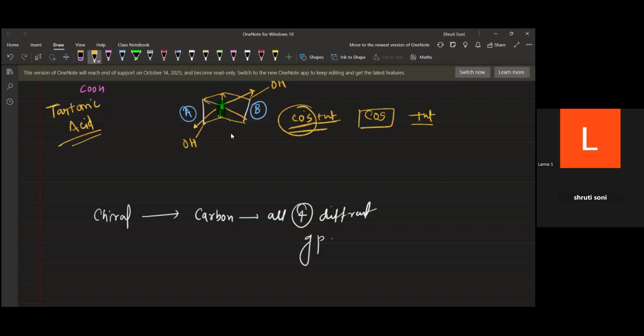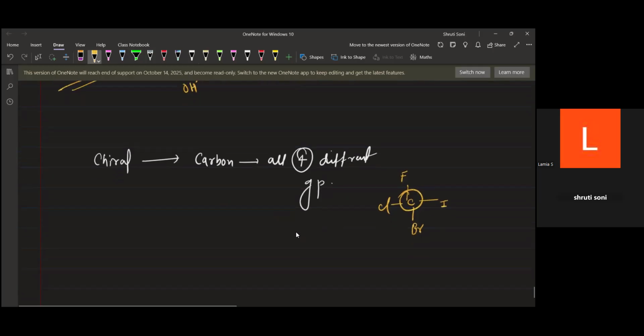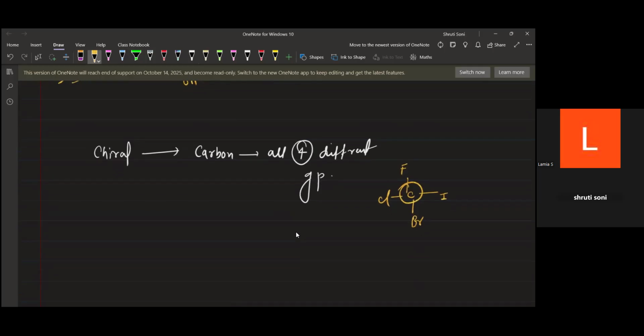Let's suppose I have a carbon with four groups, and all groups are different: fluorine, chlorine, bromine, and iodine. Is this carbon a chiral carbon? Yes, it is chiral. Do you understand what is chiral? Four different groups. You can also write that chiral carbons are optically active. Then the next term coming is achiral.